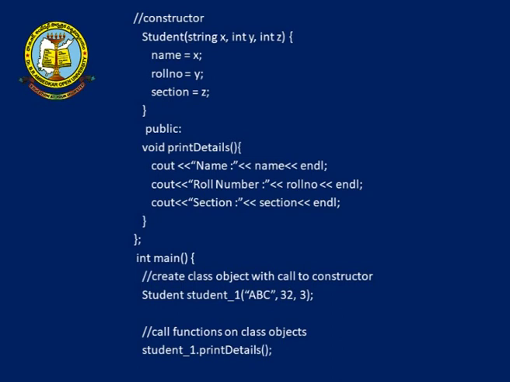In the main function I am creating the same object, and in the object I am passing the parameter values. ABC is the name, 32 is the roll number and 3 is the section, and I am calling print details using the object name. Like this, you can pass parameters to a particular constructor.